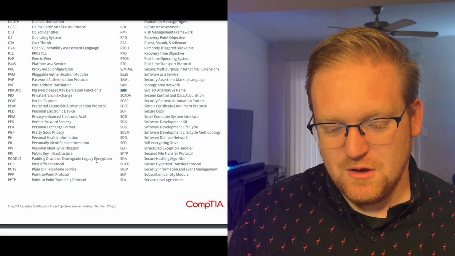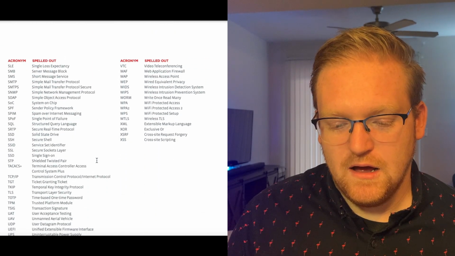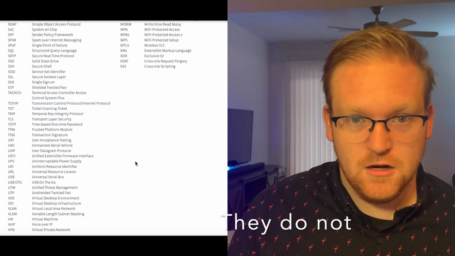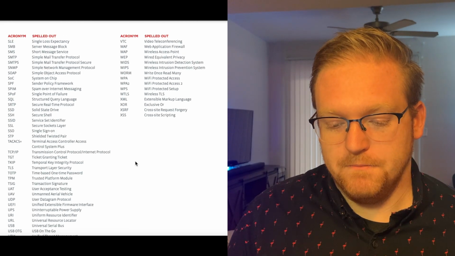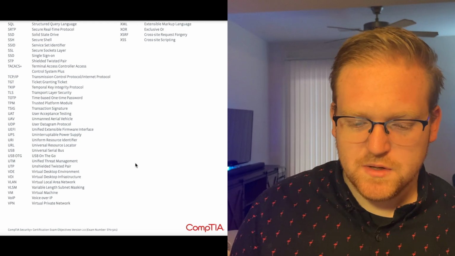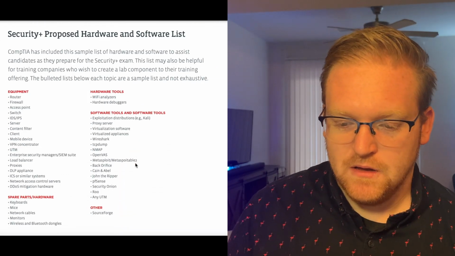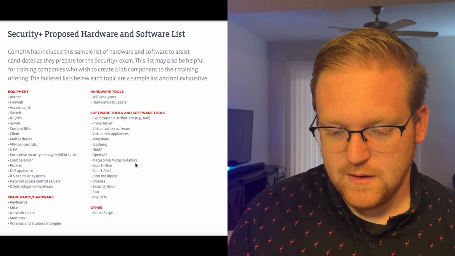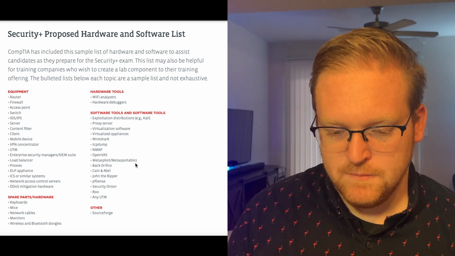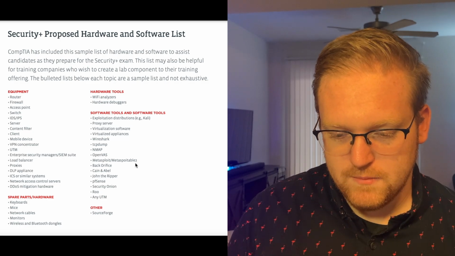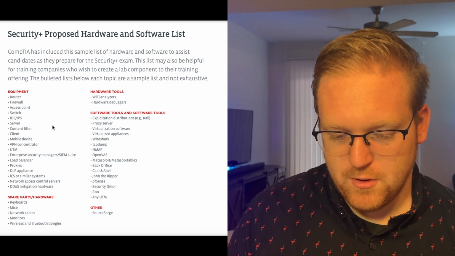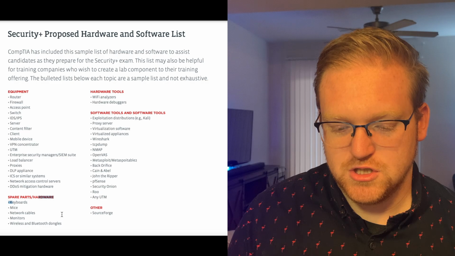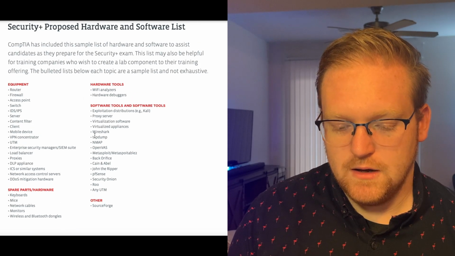But you have this cheat sheet here at the end. I do not believe during the exam they actually give you these, so it's helpful to know what these acronyms mean. But it's a lot. Now also here you get a really handy hardware and software list. So this will actually tell you what is hardware and what is software. That's pretty sick. Equipment, hardware, tools, spare parts and hardware. Hey, how cool is that? That'll give you a nice little visualization of what belongs where, which is going to be very nice.